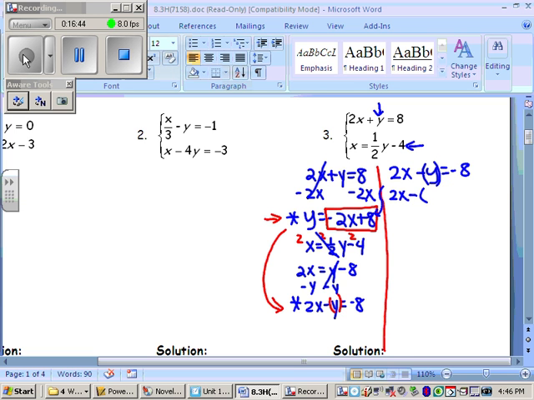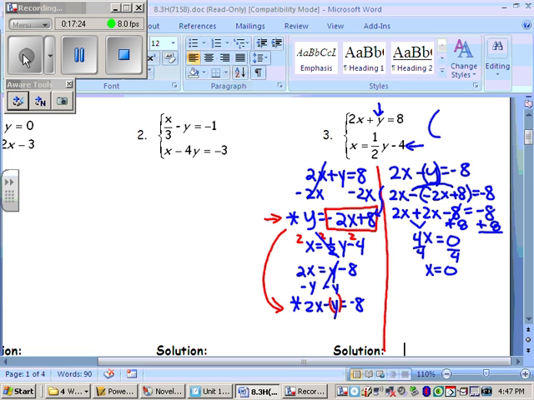So now we will have 2x minus, and remember, when you substitute in the expression, use parentheses. We will then distribute our negative, or negative 1. So we have 2x plus 2x minus 8 equals negative 8. We can combine our like terms and get 4x, and then we can add 8 to both sides to get our like terms together as well on the right, leaving us with 0, because negative 8 plus 8 is 0. Divide by 4, and x equals 0, which will be half of our answer.